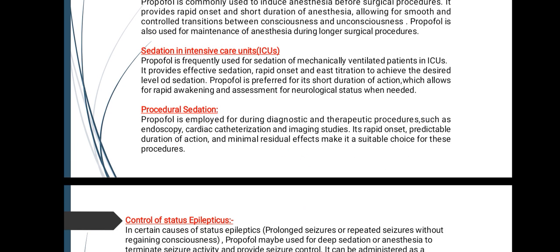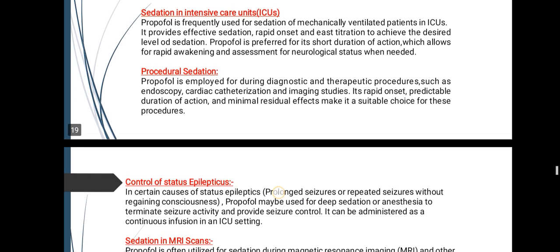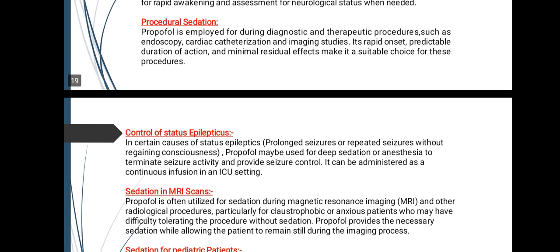Procedural sedation. Propofol is employed during diagnostic and therapeutic procedures such as endoscopy, cardiac catheterization, and imaging studies. Its rapid onset, predictable duration of action, and minimal residual effect make it a suitable choice for these procedures.